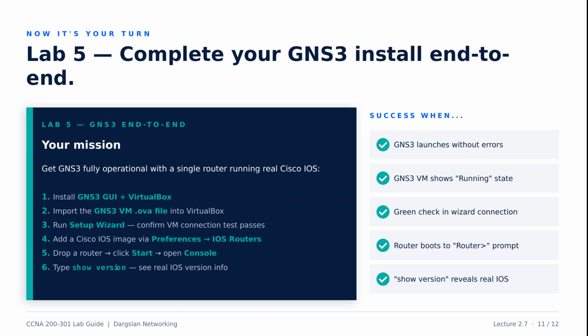All right, now it's your turn to put it all together. Your mission is straightforward. Install the GNS3 GUI alongside VirtualBox, import the VM's .ova file, run through the setup wizard until that connection test passes green, then add a real Cisco IOS image under Preferences. Drop a single router onto the canvas, hit Start, open the console, and type show version. When you see real IOS output staring back at you, you've officially graduated from simulation to emulation.